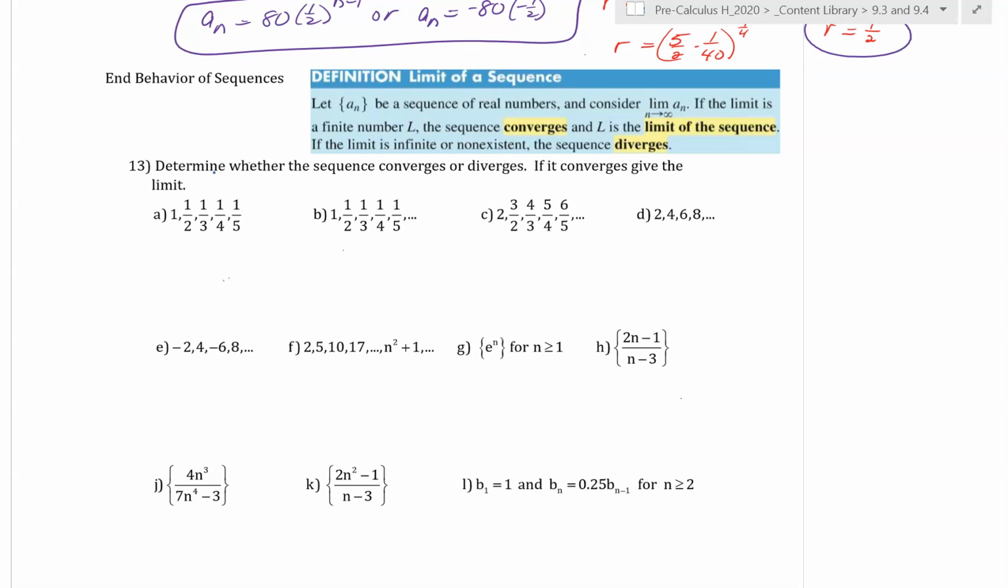Go ahead and pause the video and think about those first two sequences in A and B. Okay, so first of all, did you notice that A was kind of a trick? This is finite.